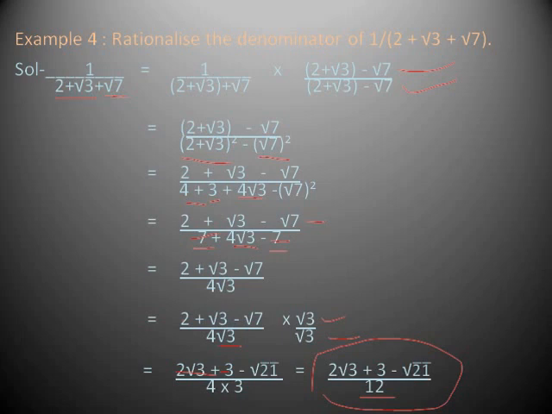Now you can see the denominator is rational. So finally we have rationalized the denominator. So remember that when we are rationalizing an irrational expression having 3 terms, we have to rationalize 2 times.